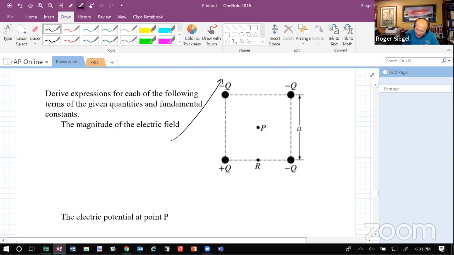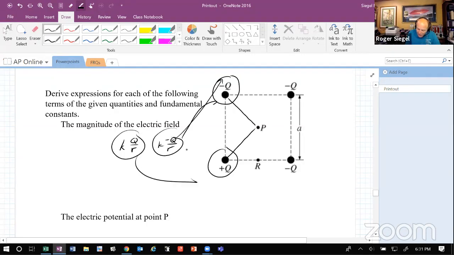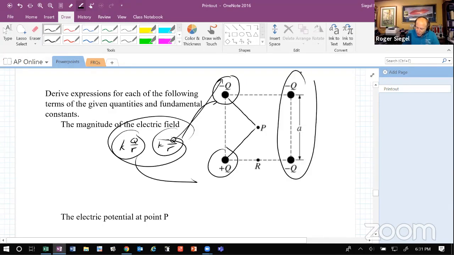I know that the potential due to this Q plus and this Q minus, look, they're equidistant. Each one is going to be kQ over the distance, let's call it small r, and the other one is going to be k negative Q over small r. So when I add this one to this one, I get 0. And so these two cancel, and what we have are 2 of these.